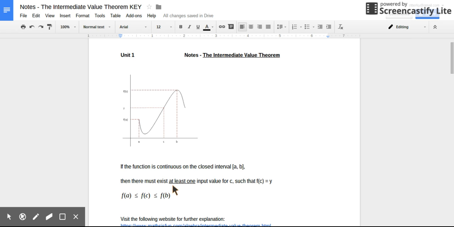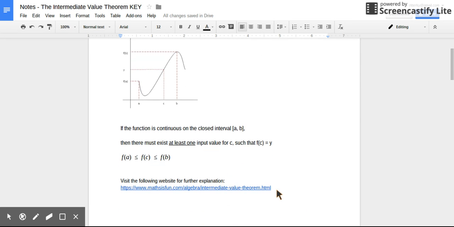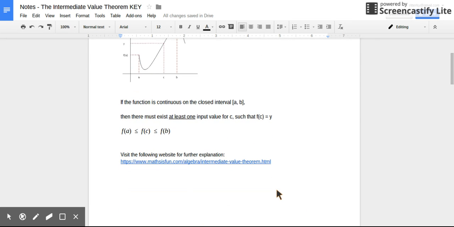It is worth noting that it says at least one. So in this diagram, we see that it can happen once. However, it could be more complicated. This graph could be going up and down a bunch of times, and we could have multiple outputs that are in between these two outputs. So it just has to have at least one. It could have more. So if you want to see more diagrams and more explanation where it gets a little bit more complicated there, go to this link, and they do a nice job of describing and showing more examples.